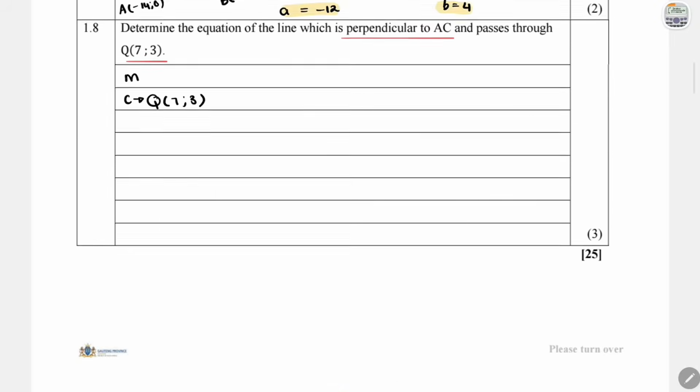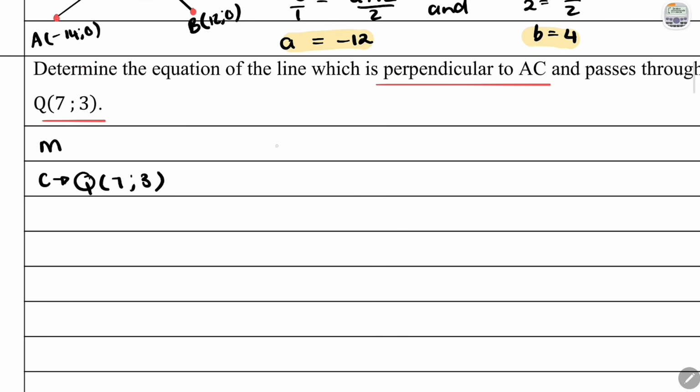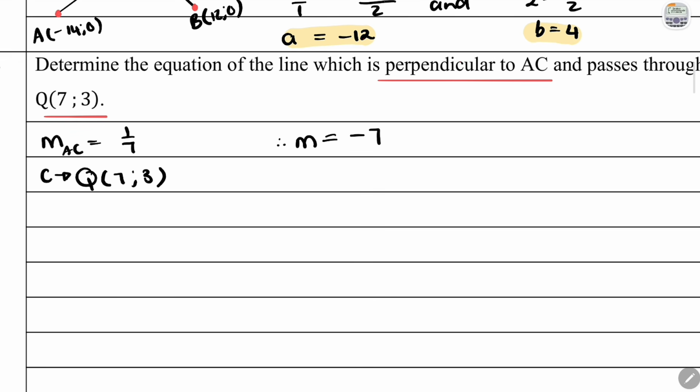So if that's 1 over 7, then the gradient of the line perpendicular to AC would simply be, we'll take that gradient of AC, 1 over 7, and you just switch the numerator and denominator, making that 7 over 1, which is just 7, and then you multiply this by -1. So that's -7. And so that will hold the theory that if you have the gradients of perpendicular lines and you multiply them, they will give you -1. Okay, so here's the gradient, and that's a point on the line.